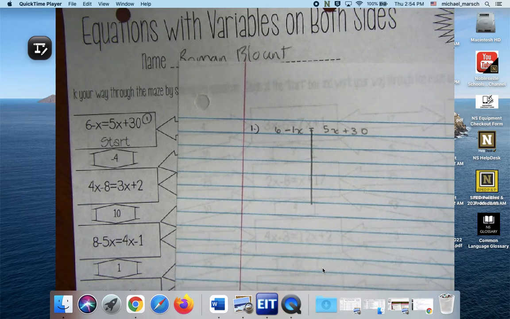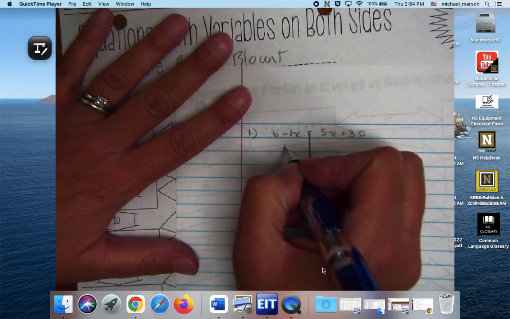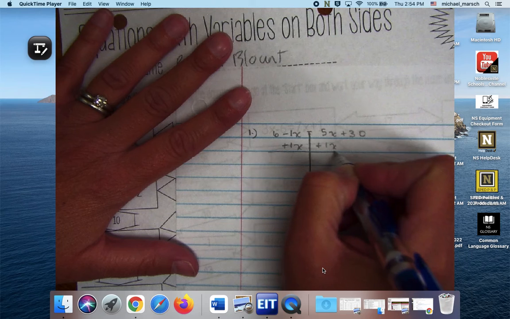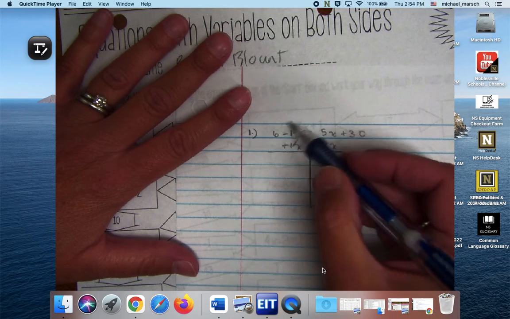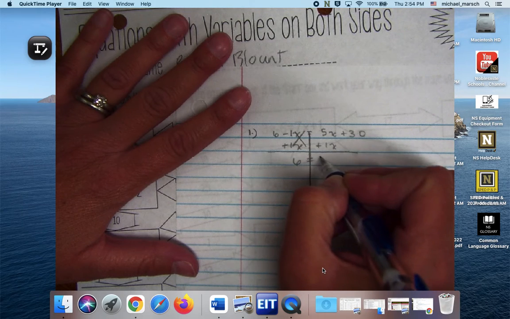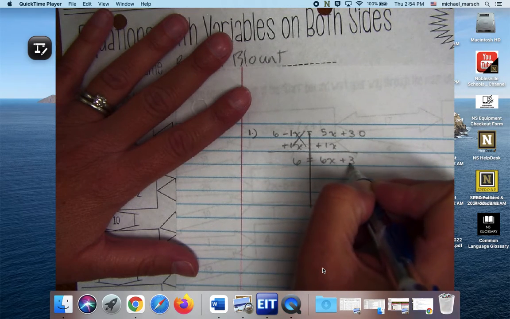So you can subtract if you want, but then you have a negative coefficient, and negatives are no bueno, right? They just make things worse. So I'm going to add 1x to both sides. Remember, we have to balance. So if I add it here, now this is gone, then I added it over here. So now I have 6 equals 6x plus 30.